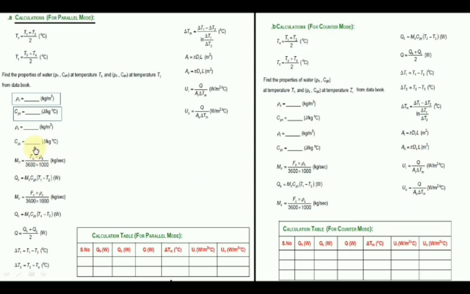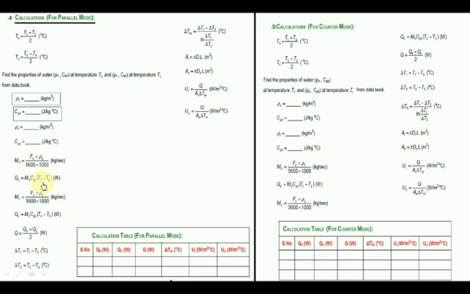Then after that, here we have the QH. So QH is nothing but the heat exchange, or you can say the heat transferred by the hot fluid. Its equation is very simple, that is mCp delta T. So here we have written mH, the mass flow rate of the hot fluid, Cph is the specific heat of the hot fluid, and T1 minus T2, where T1 is the inlet temperature of the hot fluid and T2 is the outlet temperature of the hot fluid.